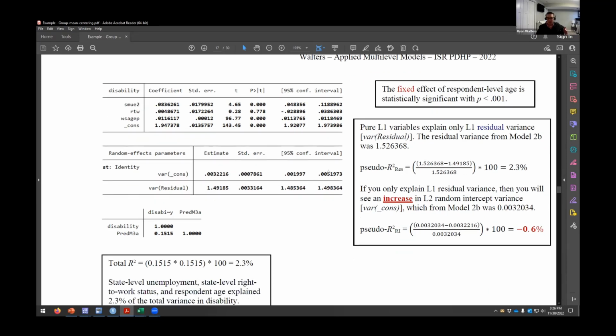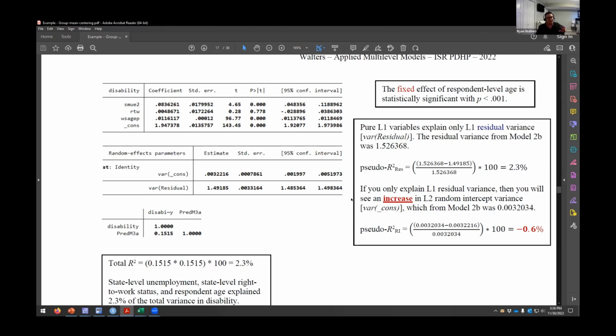To do so, we're going to do it exactly like we did previously. We're going to take model 2B, the residual variance. Again, within state age is a pure level 1 predictor, so it should explain level 1 residual variance. So we're going to take the model without within state age, compare it to the model with, it explained 2.3% of the residual variance.